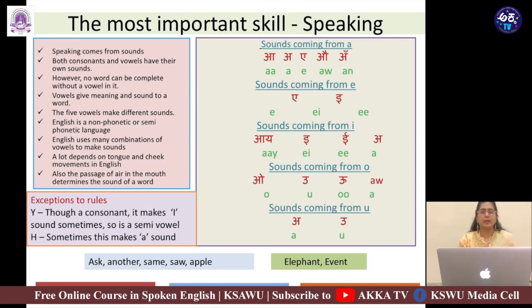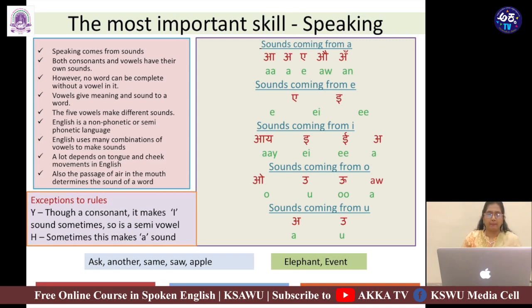These are some basic sounds that the vowel A makes, in words like ask, another, same, saw, apple. Let's look at the sounds coming from E. The vowel E makes basic sounds A and E, in two words, elephant and event.